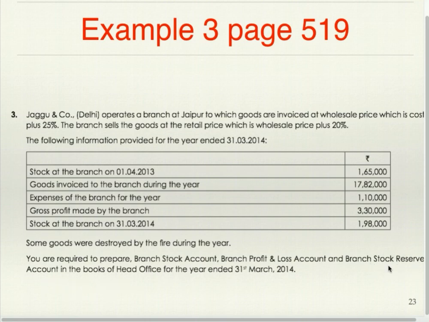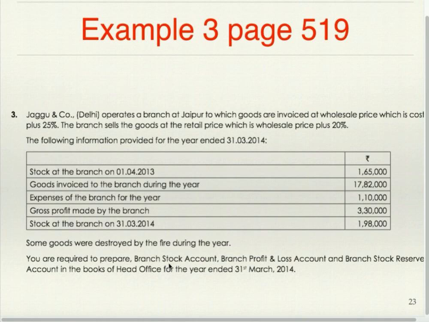Stock reserve account has to be prepared. Opening stock and closing stock is given. Opening stock loading will be credited to stock reserve account as by balance brought down. Closing stock loading will be debited to stock reserve account as to balance carried down, and it gets transferred to adjustment account.